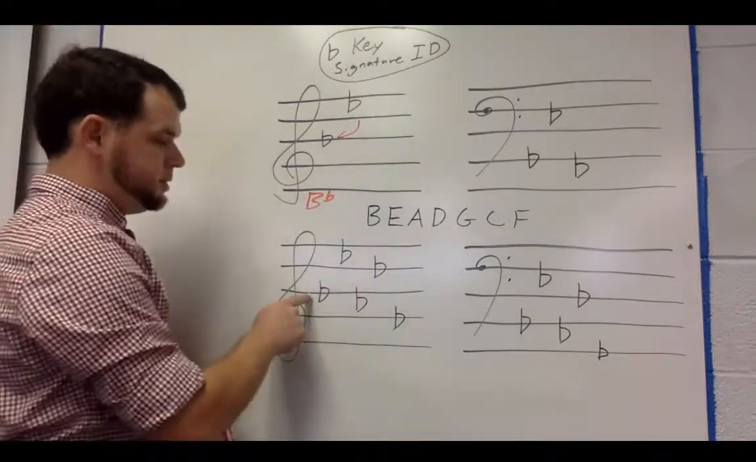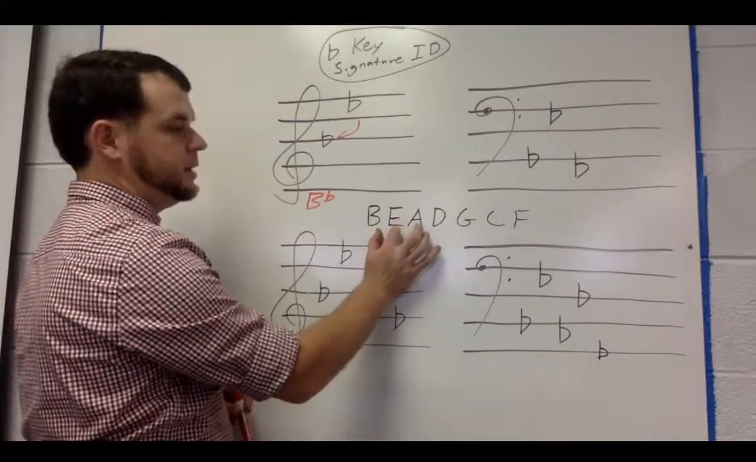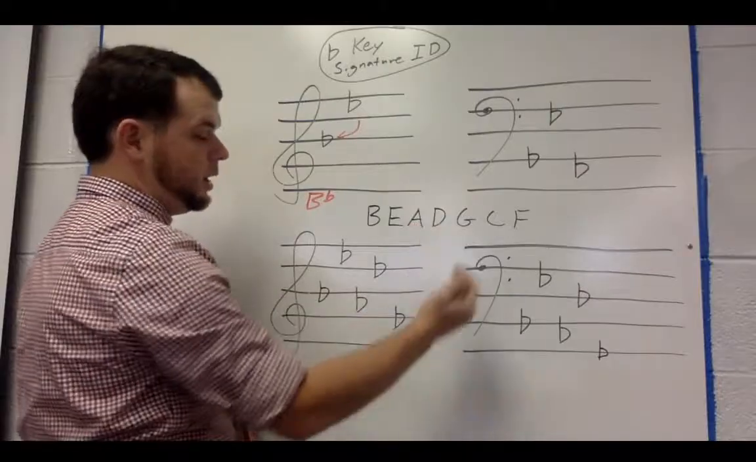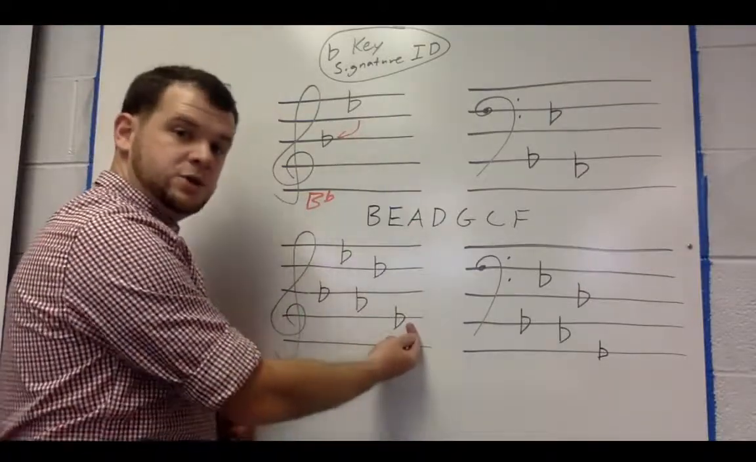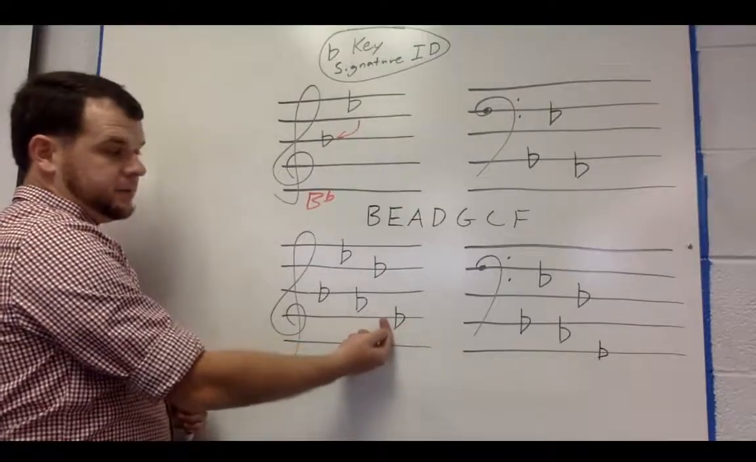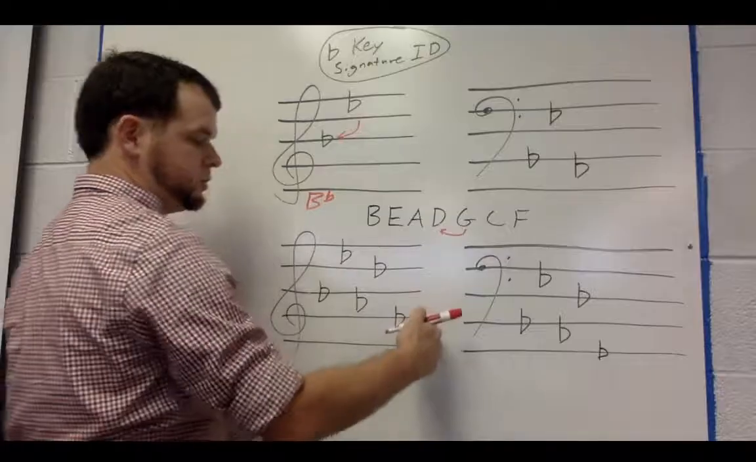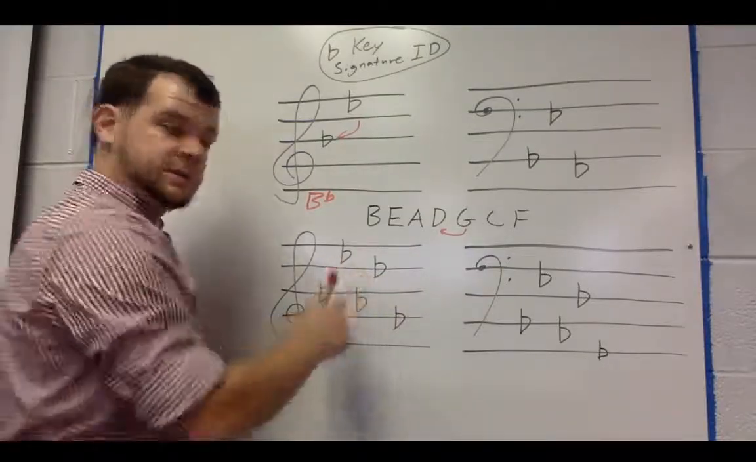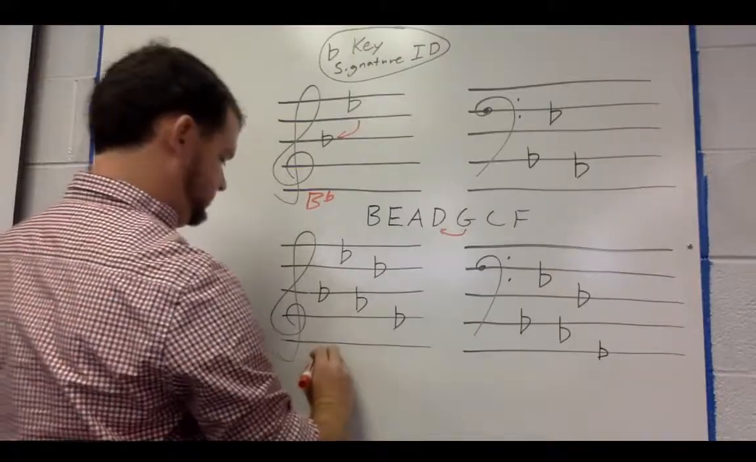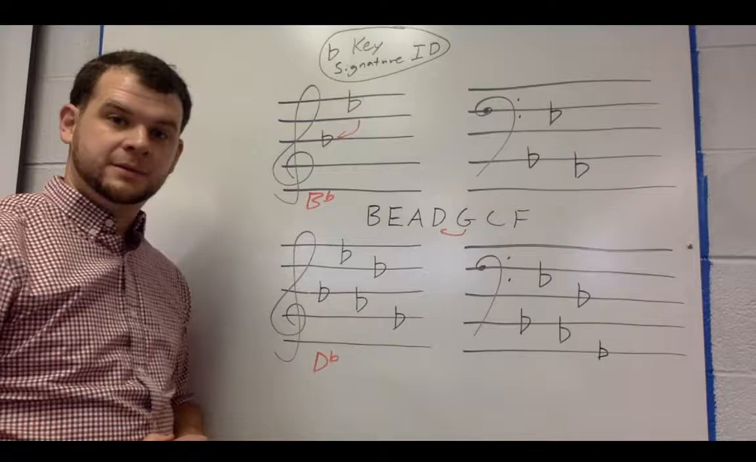Our next example is B, E, A, D, and G, just like here, B, E, A, D, and G. Our newest flat, therefore, is the furthest right, and that would be G flat. If we fall back one flat, that would be like doing this. It goes from G flat to D flat. That D flat is now the name of our key. This is D flat major. So all you do is you fall back one flat.